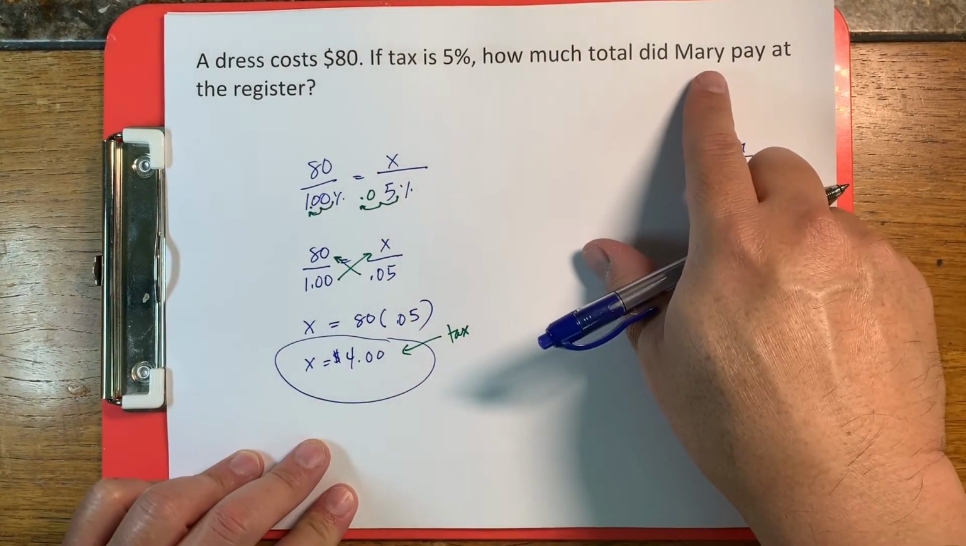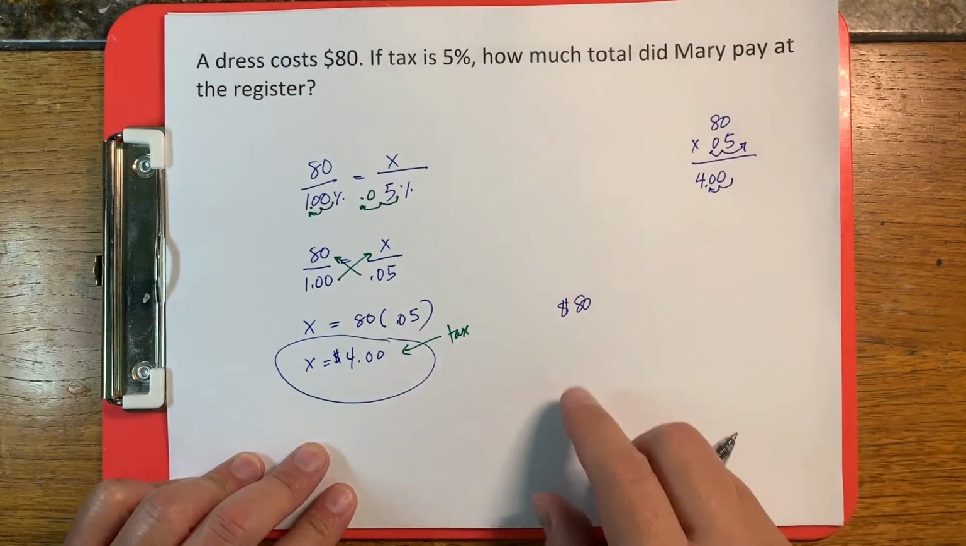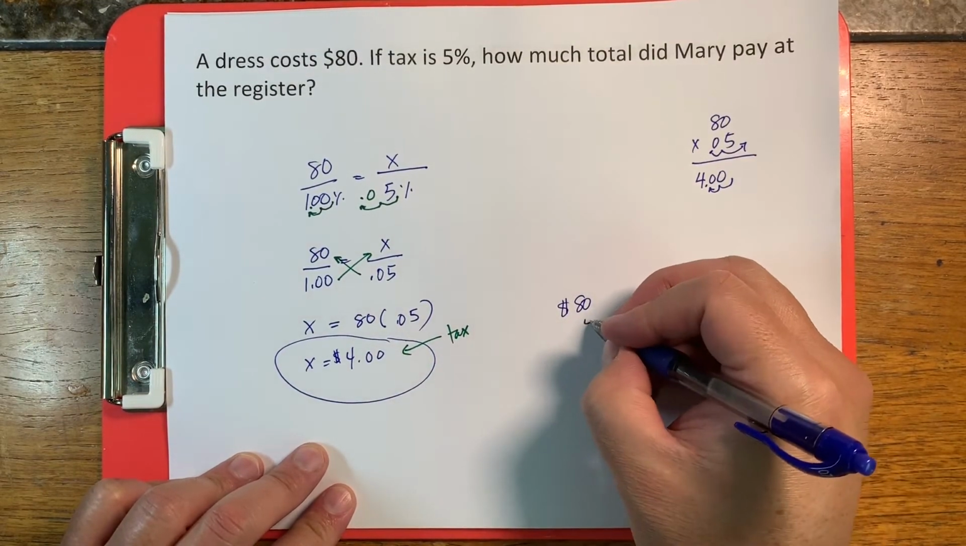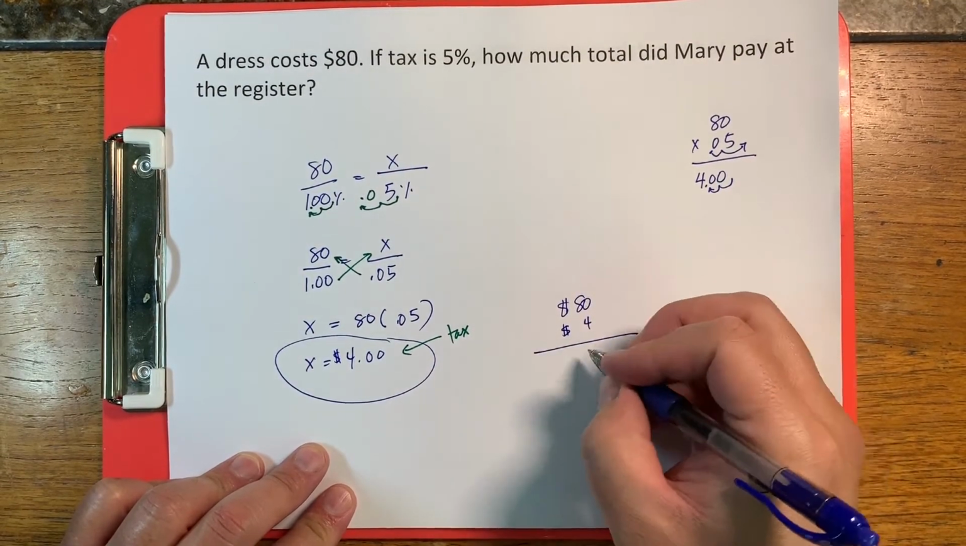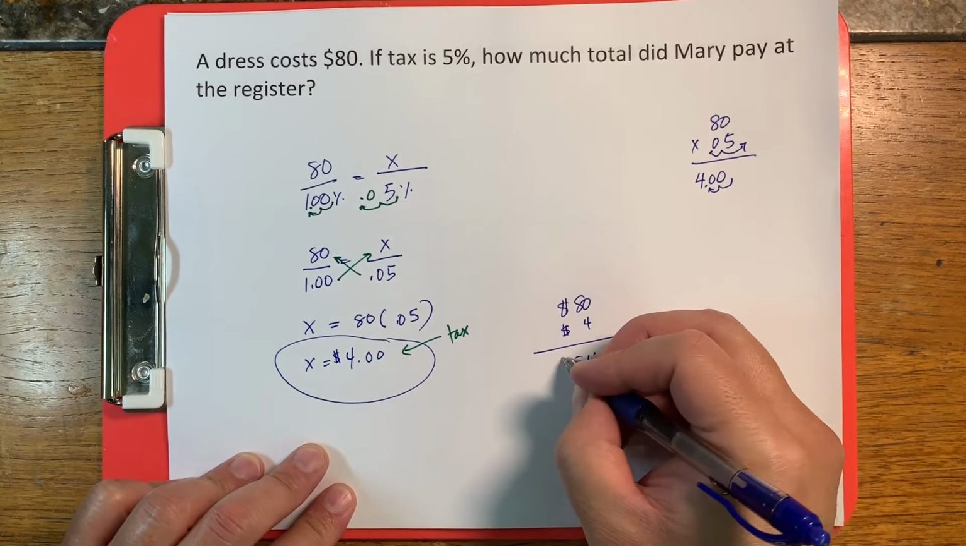So when Mary went to the register, she paid $80 for the dress, and then she paid another $4 in taxes, and what she paid total at the register was $84.